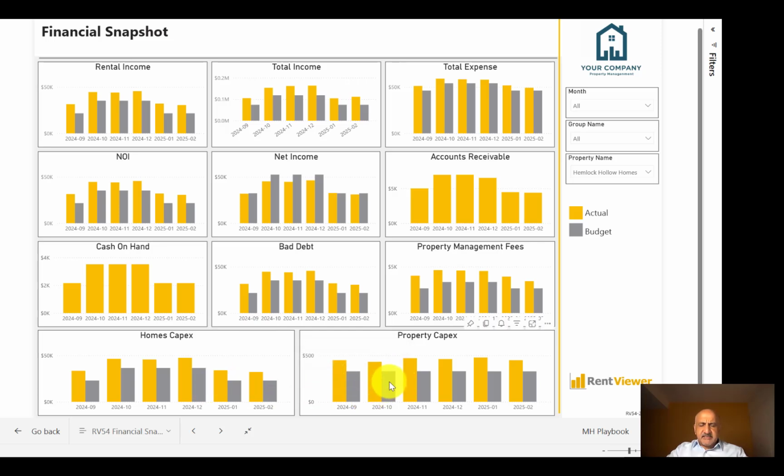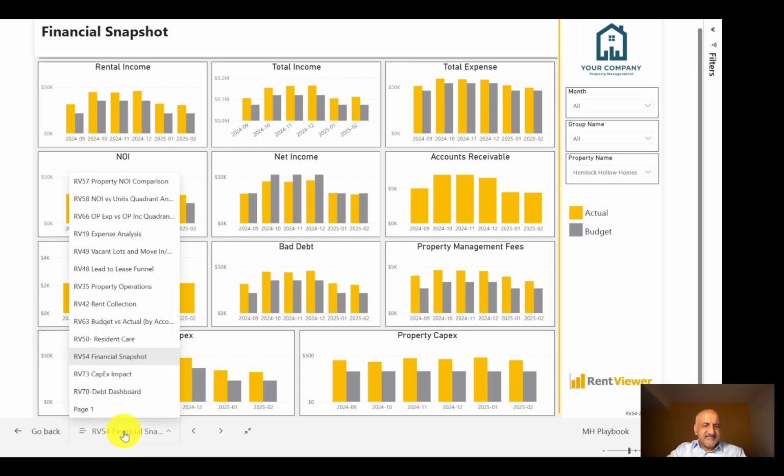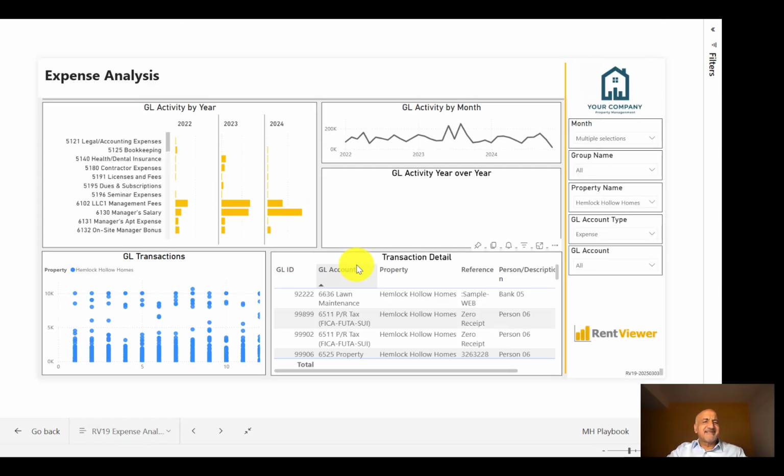And I've been spending more on the CapEx than I had budgeted over here. So this is useful information for me. And now what I'm going to do is drill down even further to see if there are any outliers or unusual expenses here. So I'm going to go to another visualization, the expense analysis.